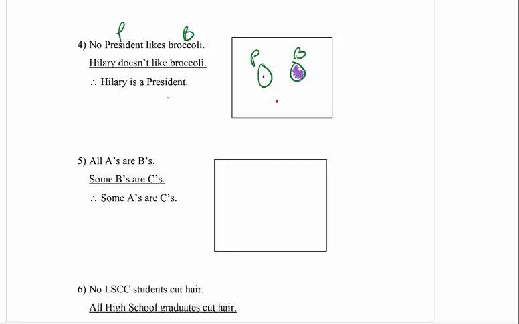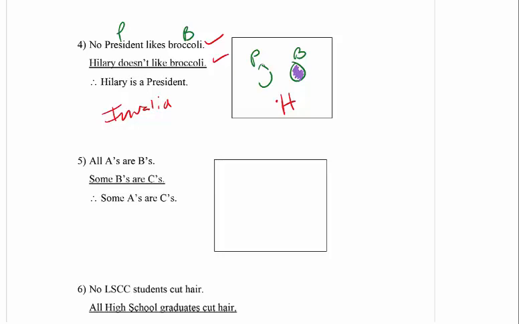The conclusion says here Hillary is president. That means I don't want to include that one. I'm going to put Hillary on the outside, which makes this one invalid. I had a choice, but it still has to be true for the first 2. It always has to work for the first 2.